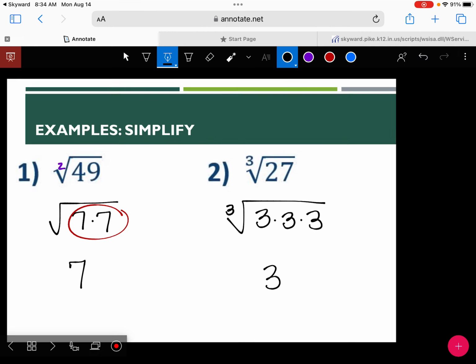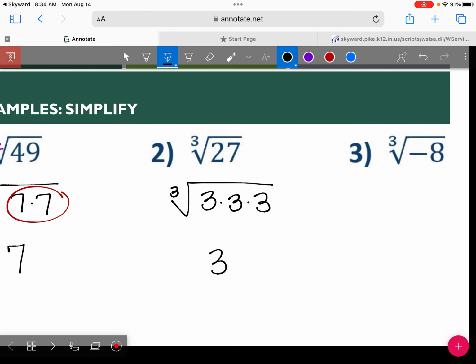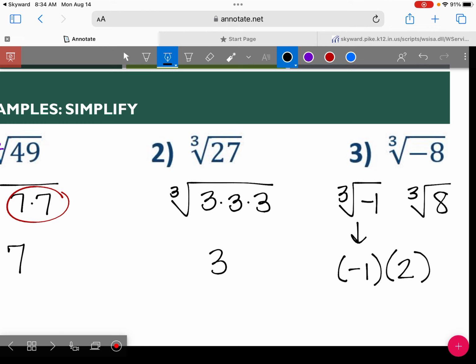Now, when you see a negative, we need to split that apart to the cube root of negative 1 times the cube root of 8. And if we go back to what I said previously, the cube root of negative 1 is actually negative 1. So this equals negative 1. And the cube root of 8 is a perfect cube. That's 2. So our answer would be negative 1 times 2, which is negative 2. So that would be my 3 answers.